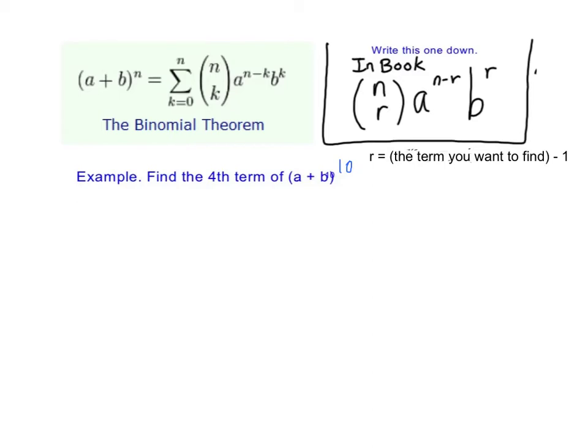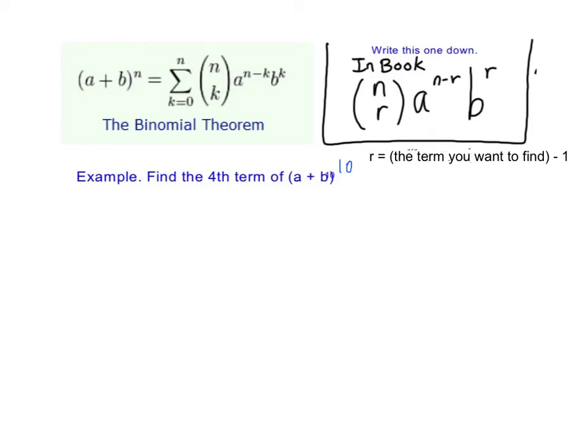In your book, this is what it looks like. So it uses n objects r at a time, a to the n minus r, b to the r. R, in this particular formula, is the term you want to find minus 1. And that's because you are numbering from 0 to n. So the fourth term is actually the third in this series because you start at 0, 1, 2, 3. That's the fourth term. So here what I want to do is use this formula to find the fourth term of a plus b to the 10th.